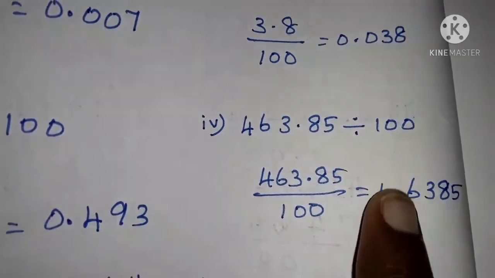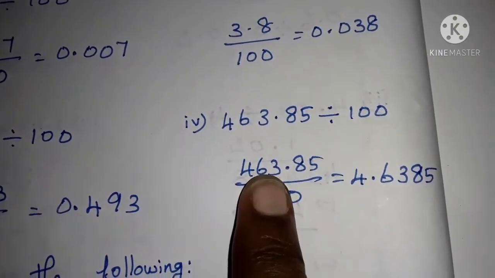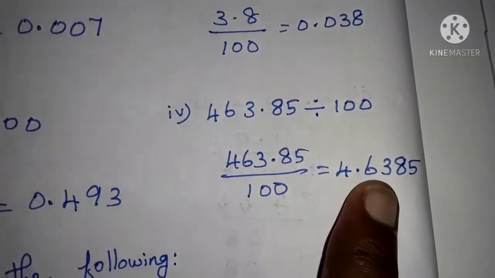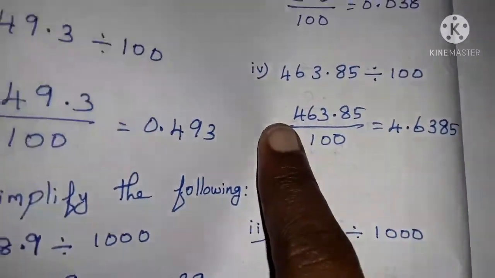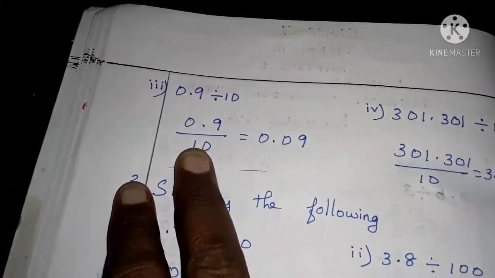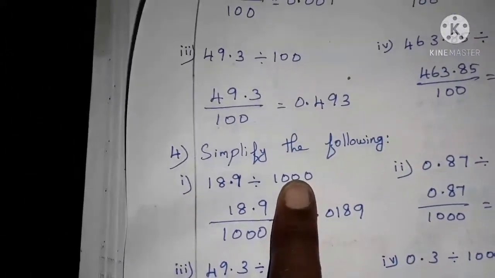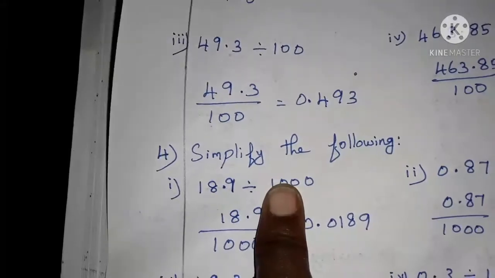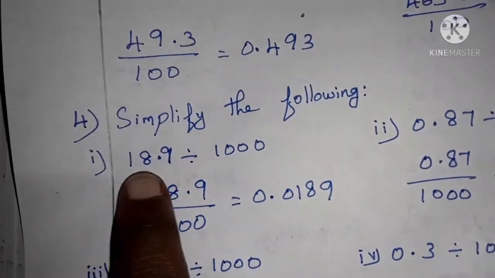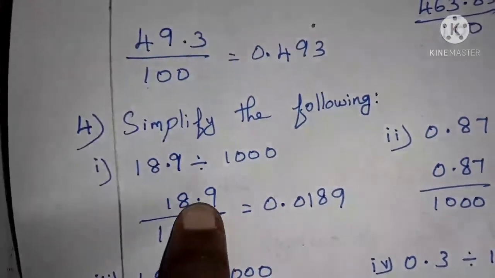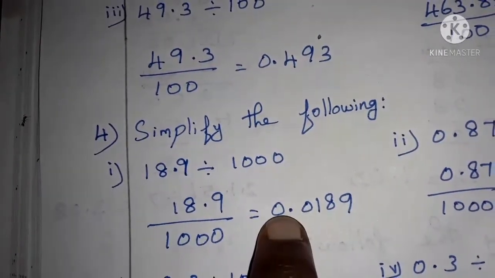Next, 463.85 divided by 100. So how many digits before will the decimal point move? 2 digits before. So now 4.6385. So if it is divided by 100 it moves 2 digits before. Divide by 10 means it moves 1 digit before. Now we divide by 1000. You know that 10 means 1 digit, 100 means 2 digits, 1000 means 3 digits. So 18.9 divided by 1000, the decimal point moves 3 digits before.